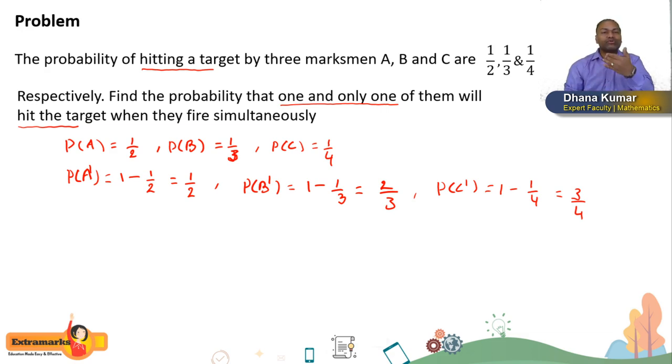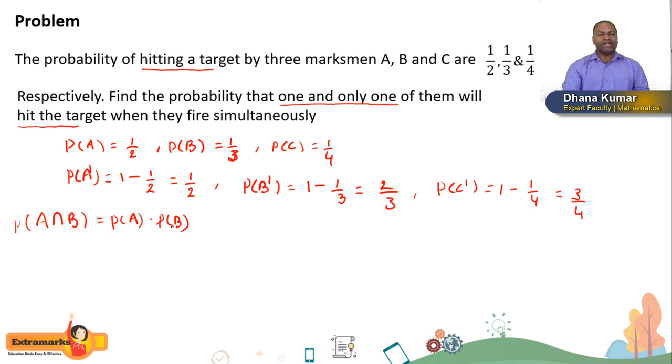Okay, fine. What about our question? Actually, find what? The probability that one and only one of them will hit the target when they fire simultaneously. You observe that here, A, B, C are independent or not? Right, because they fire simultaneously. A, B, C are independent. Now, according to the independence formula, see here, first I am writing the independence formula: P of A intersection B is P of A into P of B.